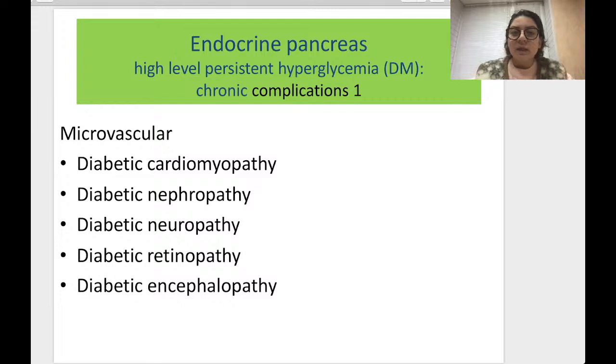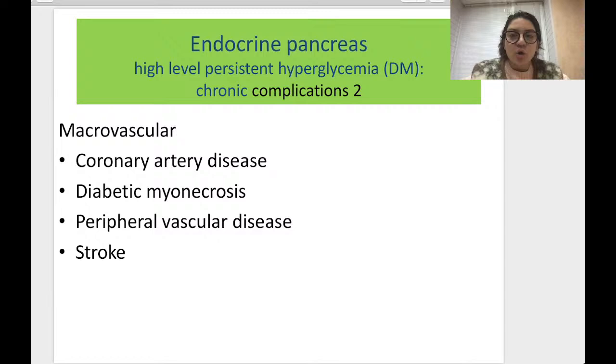When we talk about microvascular, we mean diabetic cardiomyopathy, diabetic nephropathy, diabetic neuropathy, because damaging of the vessels of nerves is one of the mechanisms of neuropathy. Moreover, it is diabetic retinopathy and encephalopathy. Macrovascular, with damaging of big arteries, it is coronary artery disease, diabetic myonecrosis, peripheral vascular disease, and stroke.